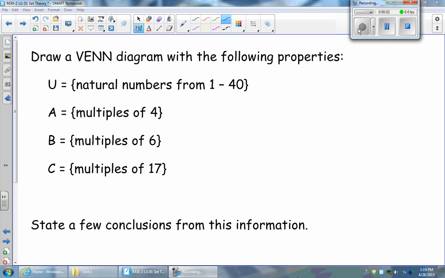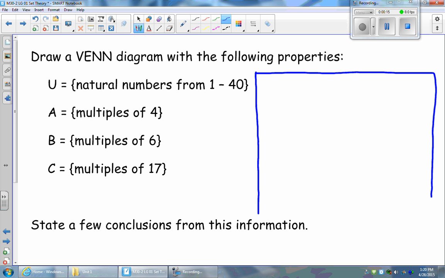We're going to do some more practice drawing Venn diagrams. In this case, our universal set is the natural numbers from 1 to 40. So remember that we draw a large rectangle to represent our universal set, and we put the uppercase letter that represents our set in the top right corner. So we're going to put a U in the top right corner to represent all natural numbers from 1 to 40.